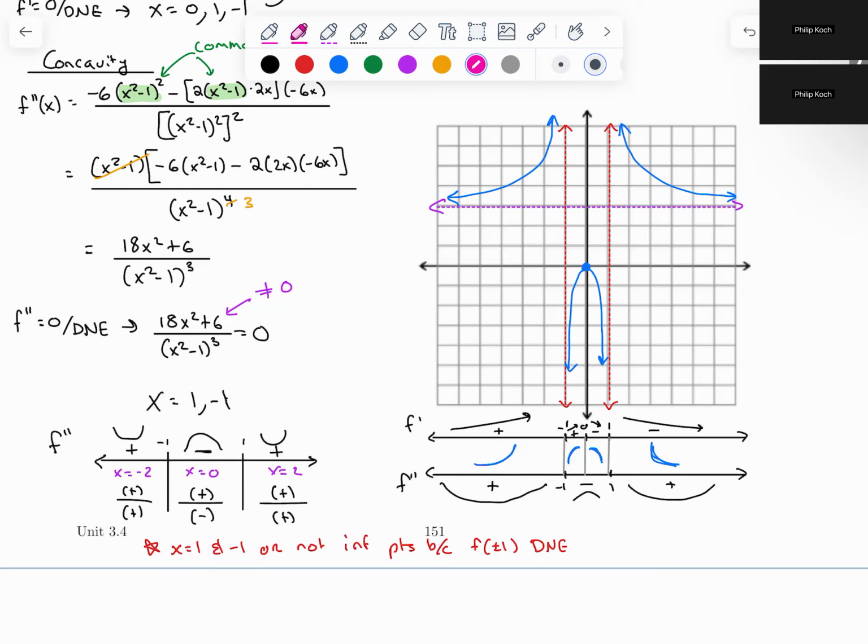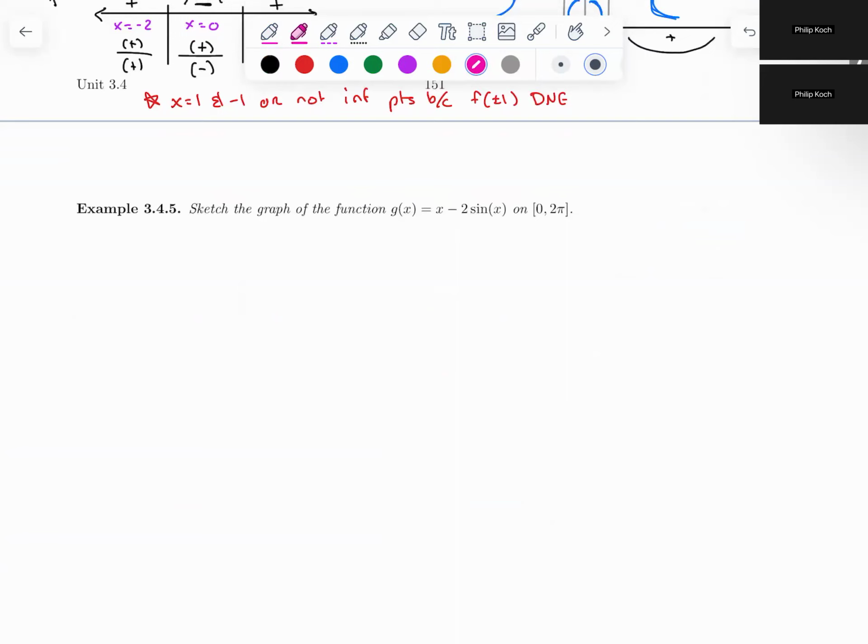Okay. Everyone's favorite. Trig functions. Let's do it on 0 to 2 pi, because otherwise this thing is periodic, which will make things annoying. So we're just going to restrict ourselves to 0 to 2 pi.